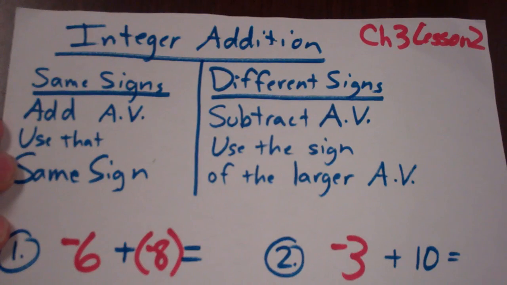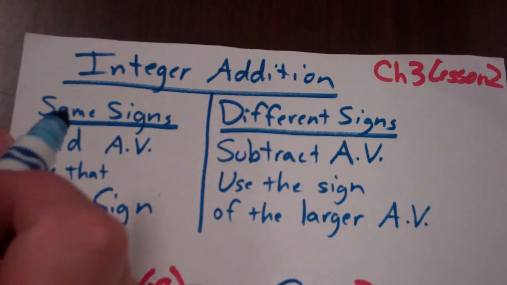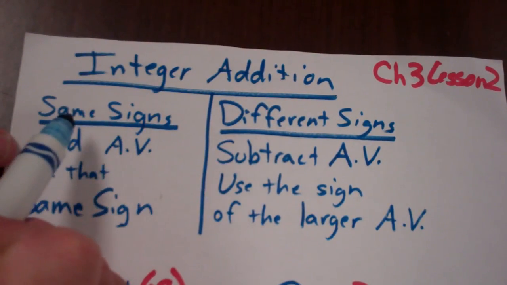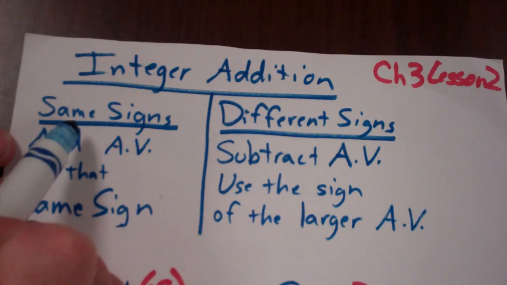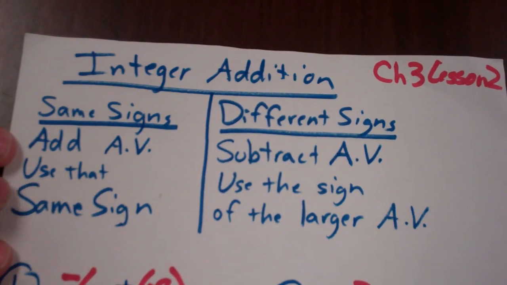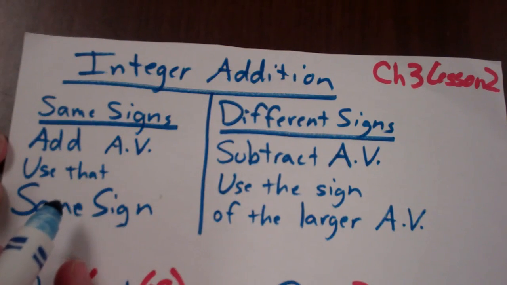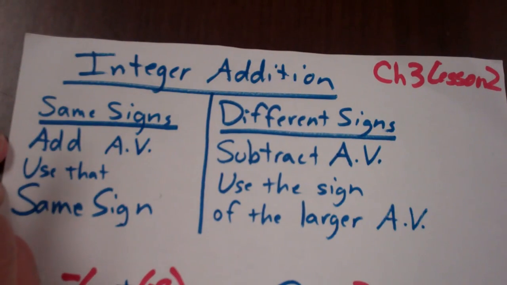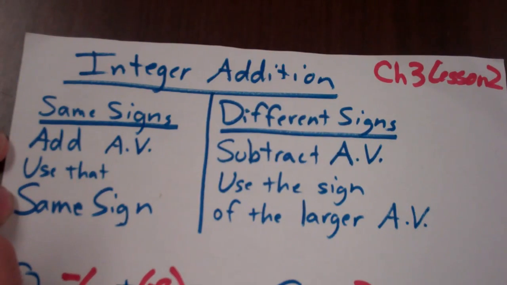Alright, so to review, these are the rules for adding integers. You have two different options. Either they have the same sign, like a positive plus a positive, or a negative plus a negative. In that case, you add the absolute values and you use that same sign. So a negative plus a negative is still going to be a negative, and a positive plus a positive is still going to be a positive.